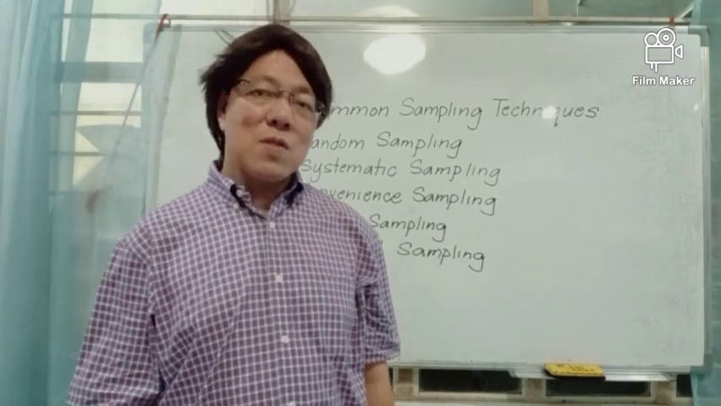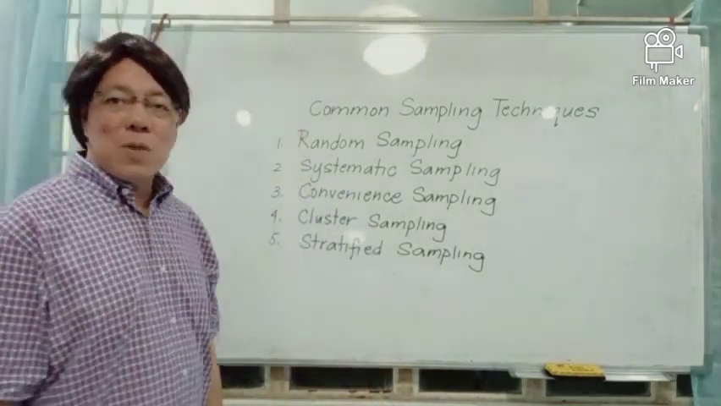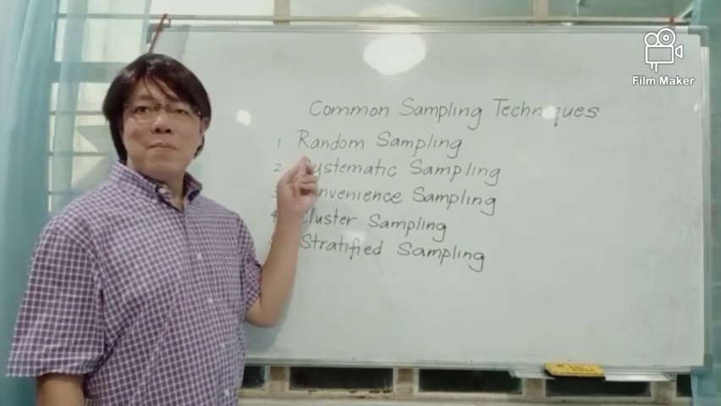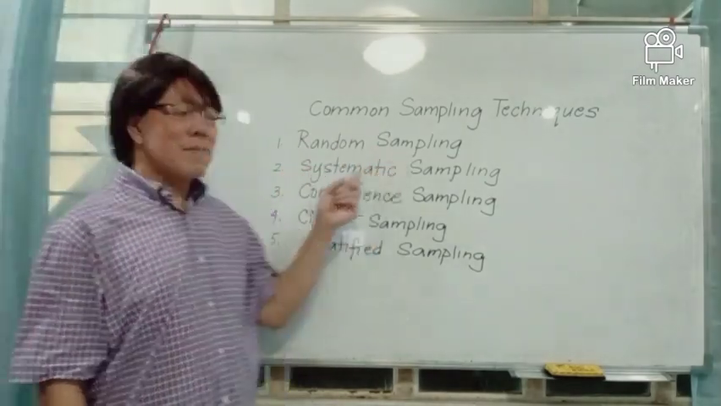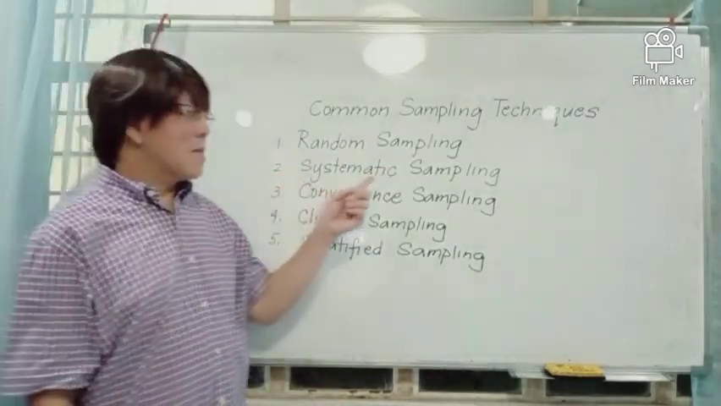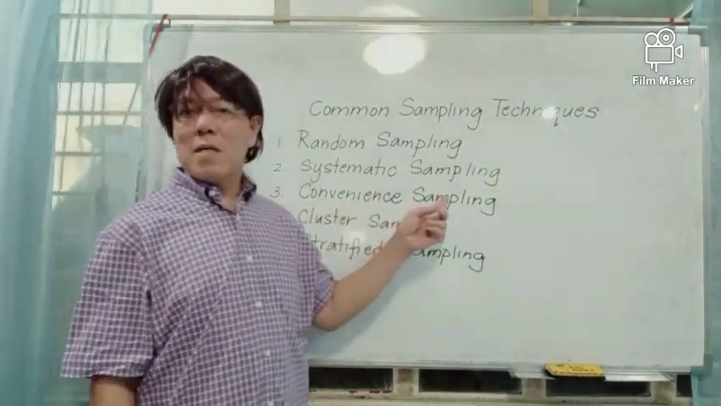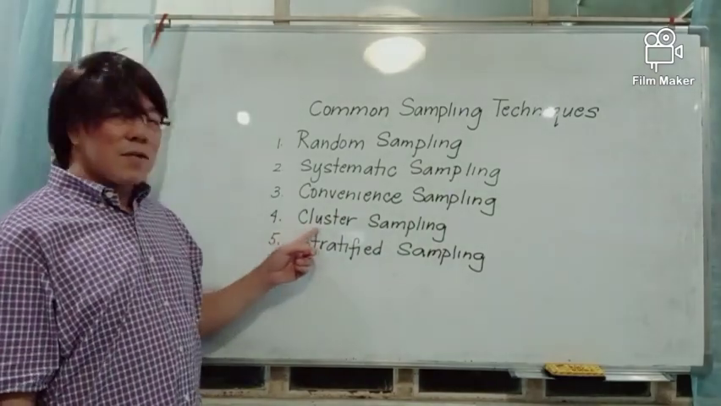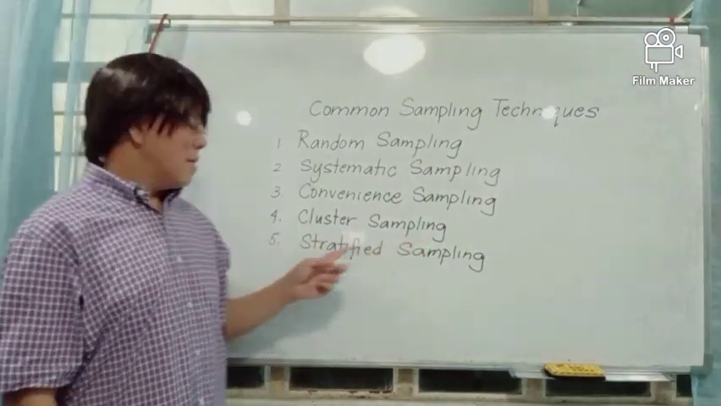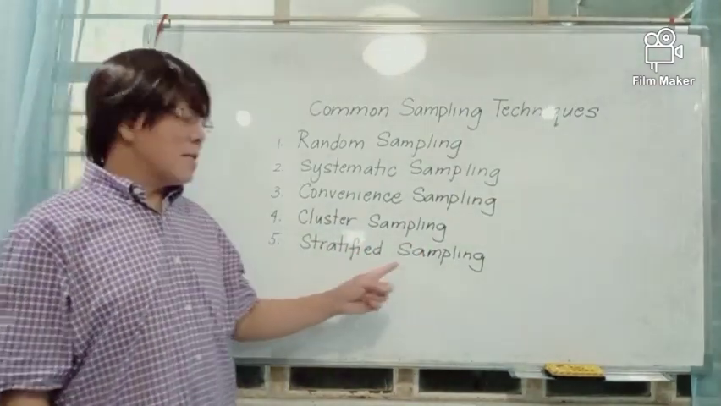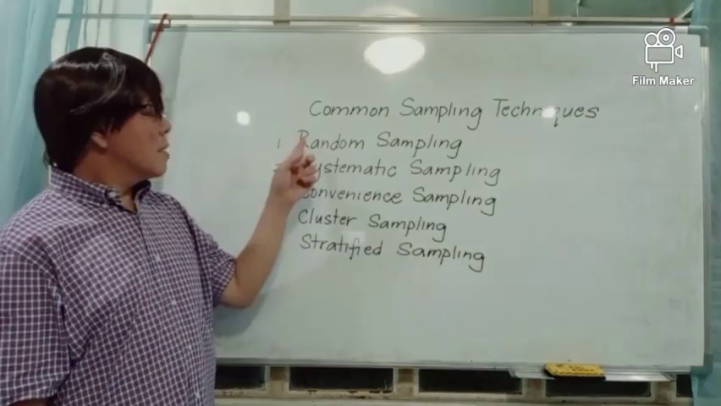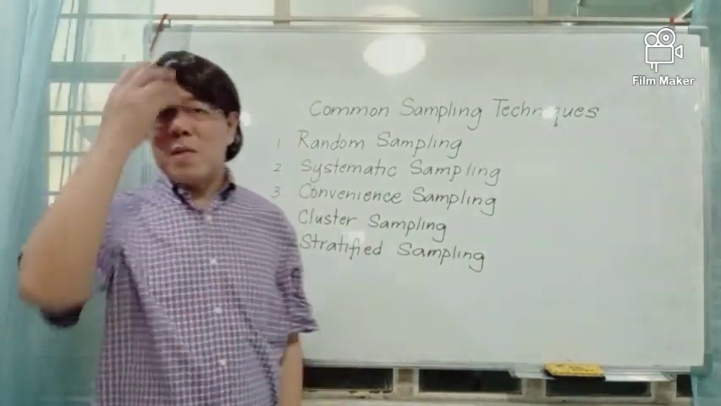And some of the most common sampling techniques are the following: random sampling, systematic sampling, convenience sampling, cluster sampling, and stratified sampling. Number one is random sampling.